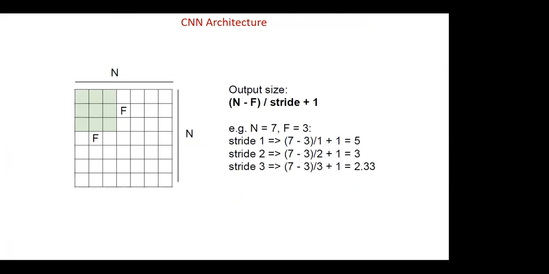Yeah, it makes sense, right? If the stride is longer, we'll essentially do a lesser number of operations. So we'll only have n minus f divided by a bigger number. So the total number of operations would be reduced, and the size of the activation map would also be reduced.